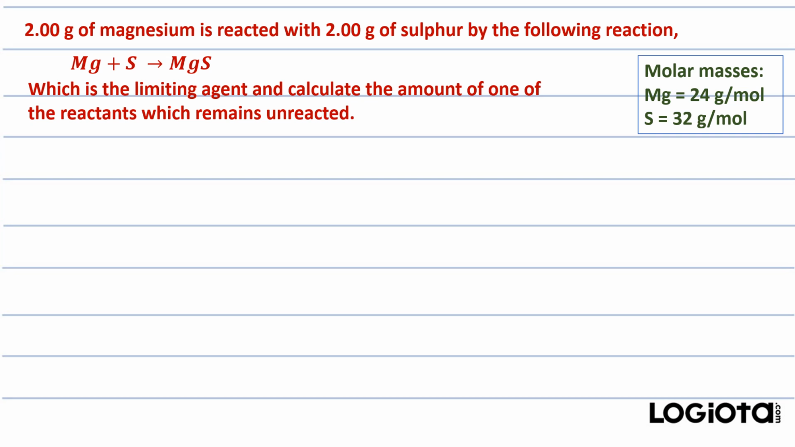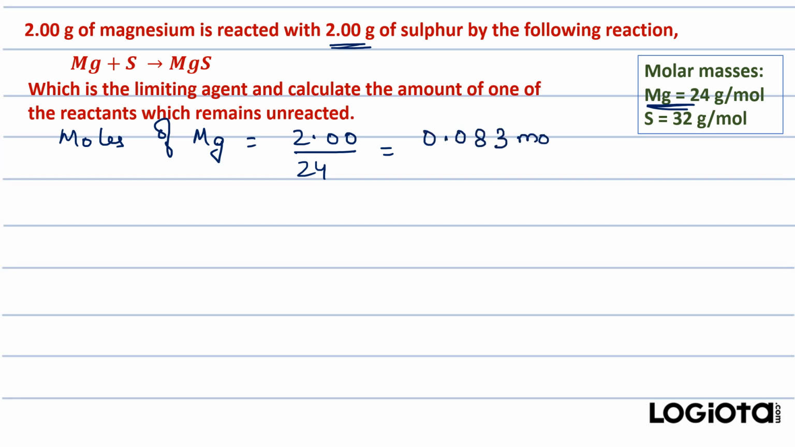As we did in the last question also, first we will find the moles of magnesium. It will be the mass which is given upon the molar mass, so 2.00 divided by 24 grams per mole. When you solve this, you will get an answer of 0.083 moles. Now similarly, you can also calculate the moles for sulfur. For sulfur, it will be 2.00 divided by 32. So from here you will get an answer of 0.063 moles.